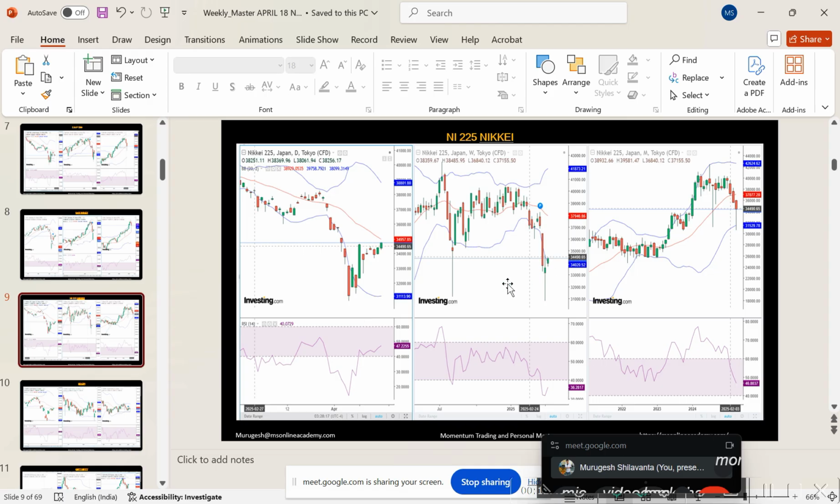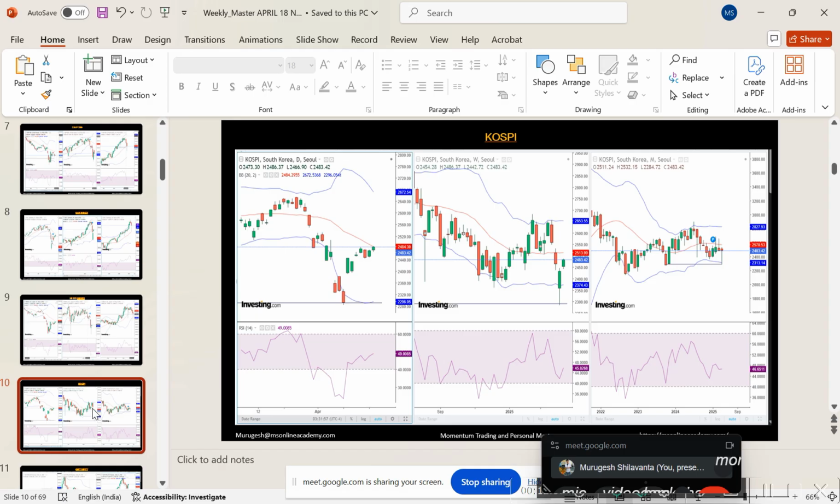Nikkei, Japan, same thing. Previous support. Look at this. It took a support, but it is below 60, below 40 in weekly also. So you can see a good sideways market we can expect. Bearish to sideways. Kospi, it took the previous support and bounced back. It is a sideways market. There is no special thing.